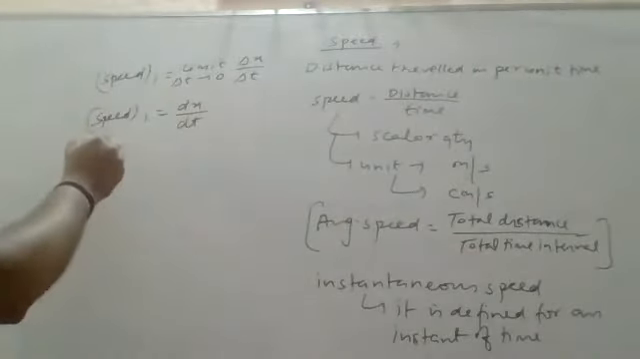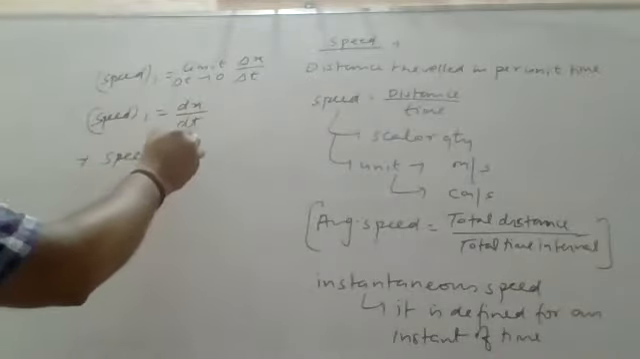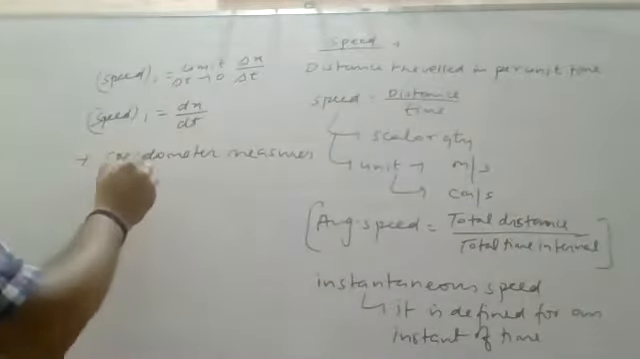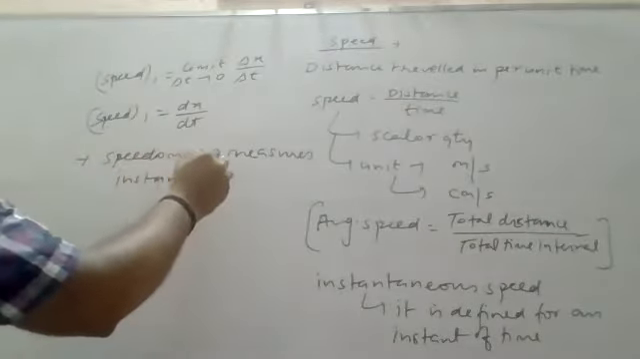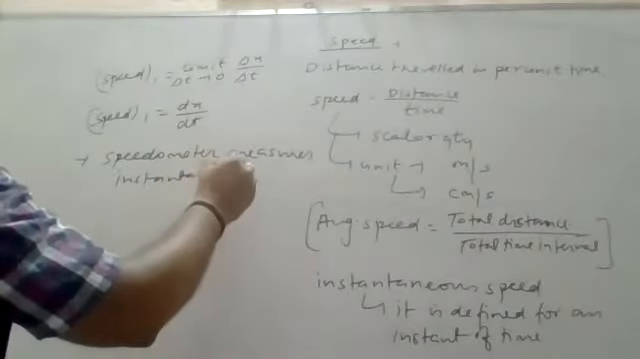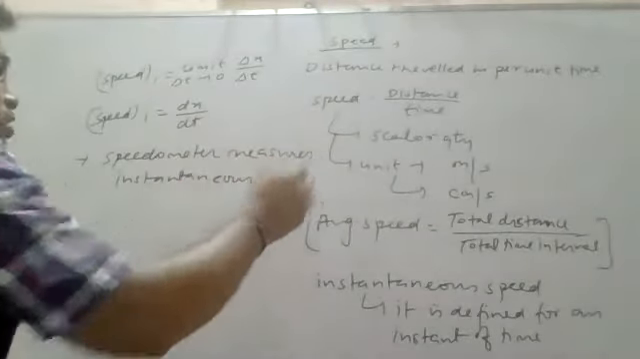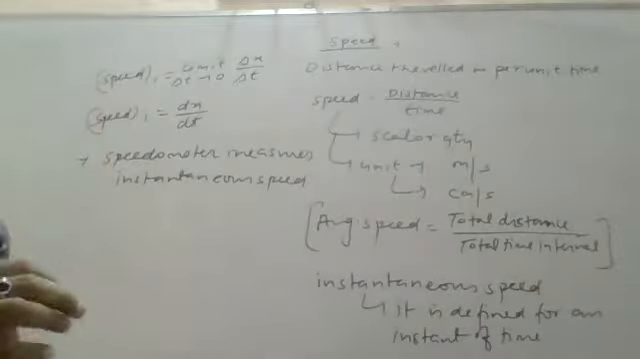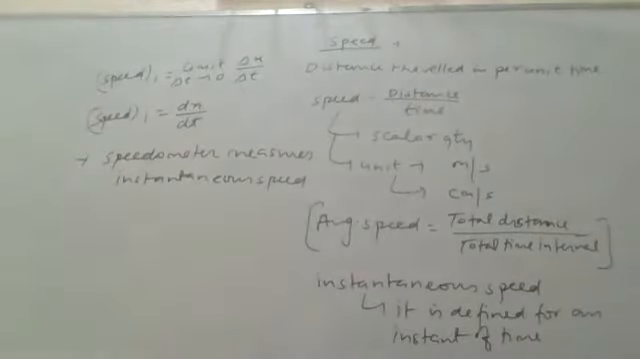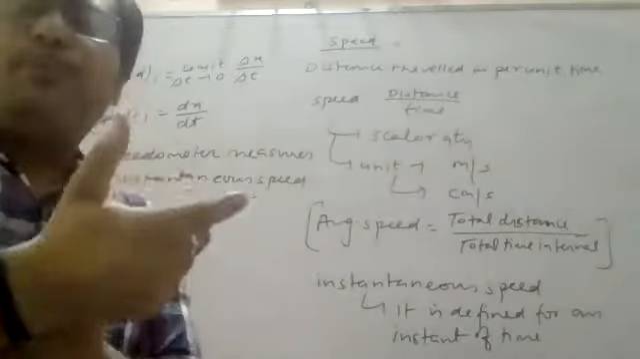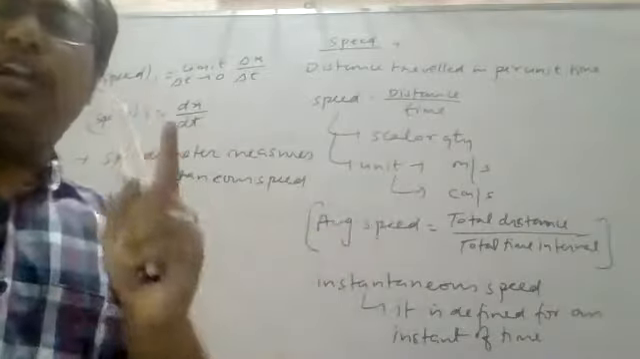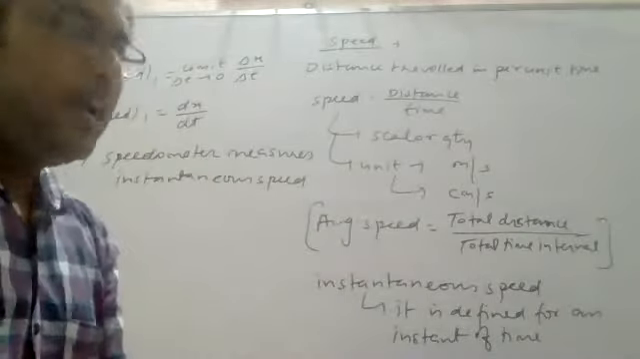In vehicles, there is a device called a speedometer. Speedometer measures instantaneous speed. Speedometer is not measuring the average speed, it is only measuring the instantaneous speed. That is the point. And usually when I am using the word speed, it refers to instantaneous speed.